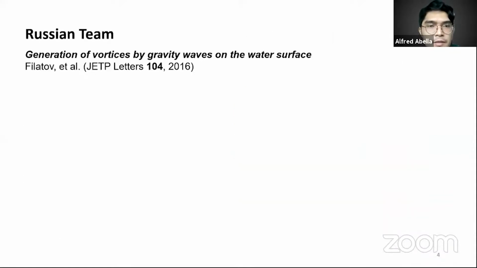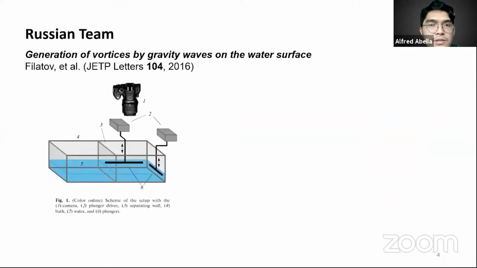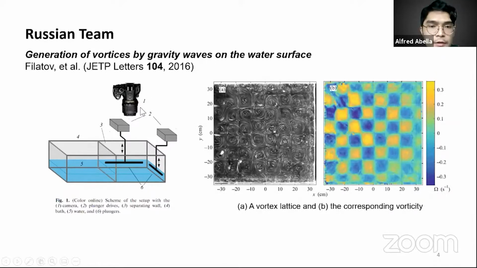In this work by the Russian team of Filatov et al., on the generation of vortices by gravity waves on the water surface, they produced surface waves using these two sources, which are positioned perpendicular to each other. Then there's a camera viewing from the top. Using tracer particles, we can see the motion of the particles configured in this way, which is called the vortex lattice. And they also measured the vorticity using the data obtained from this figure A.